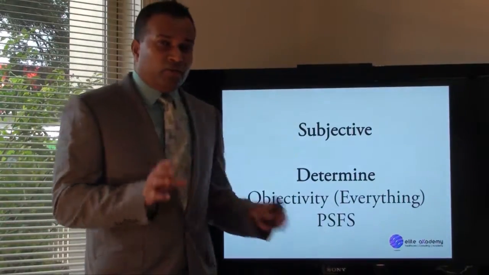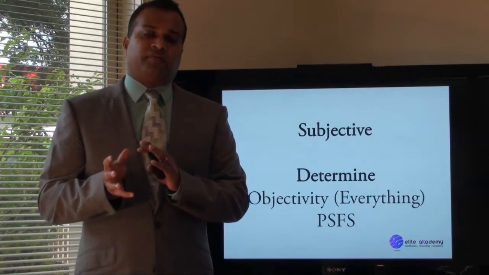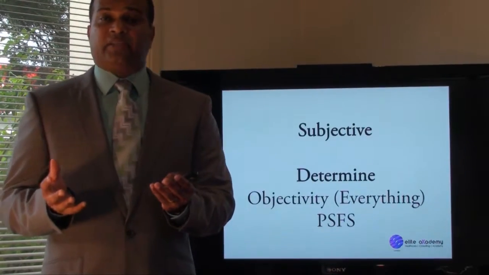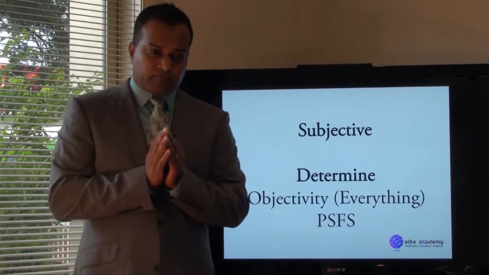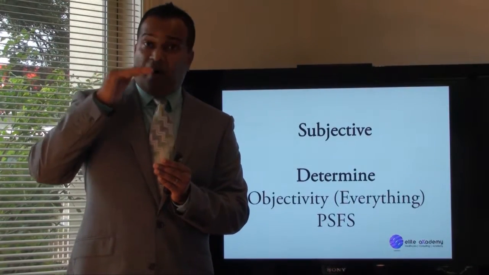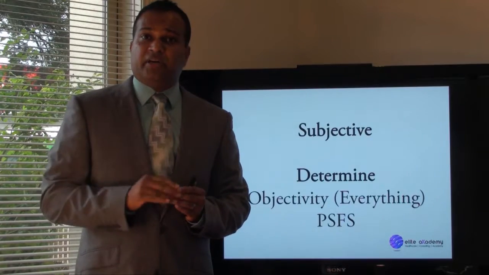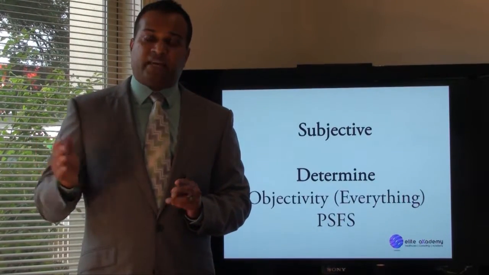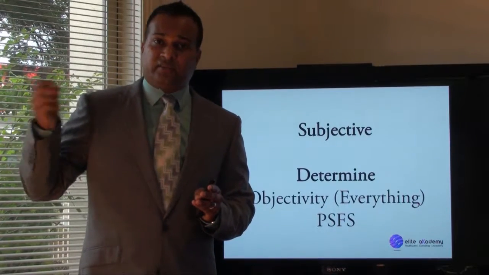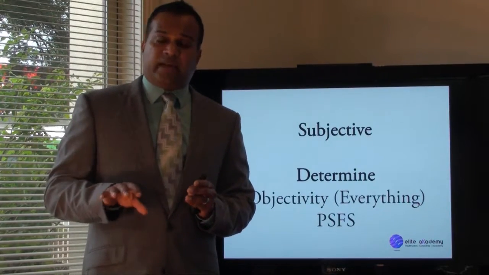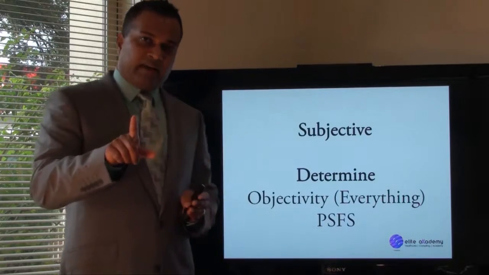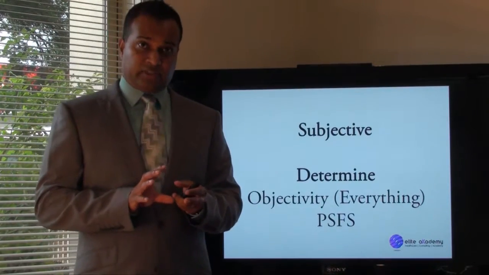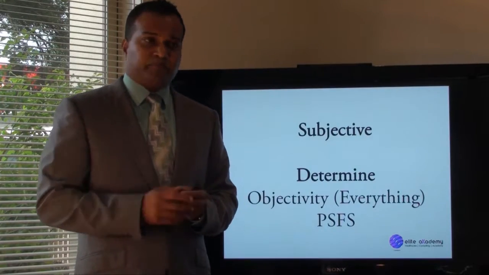Now, you've modified the patient-specific functional scale slightly because the true patient-specific functional scale, what does it do? You list 5 things that the person can't do or they have difficulty with, and you give them a rating out of 10. 10 out of 10 being perfect, they can achieve it. 0 out of 10, no, they can't achieve it. But you can go ahead and look at everything a person says during the subjective and objectify it.